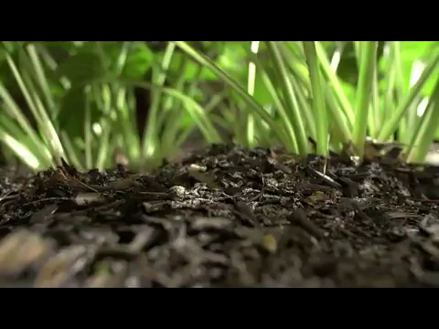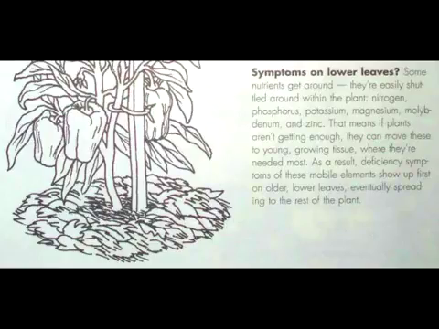Are the symptoms on the lower leaves? Some nutrients get around. They're shuttled around within the plant. Nitrogen, phosphorus, potassium, magnesium, molybdenum, and zinc. That means if plants aren't getting enough, they can move these to young growing tissue where they're needed most. As a result, deficiency symptoms of these mobile elements show up first on older, lower leaves, eventually spreading to the rest of the plant.